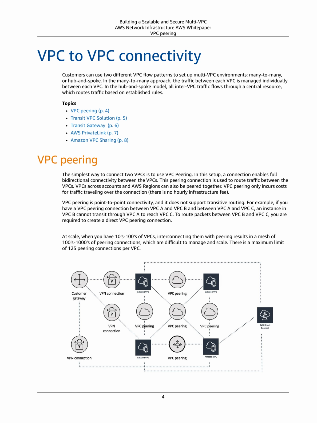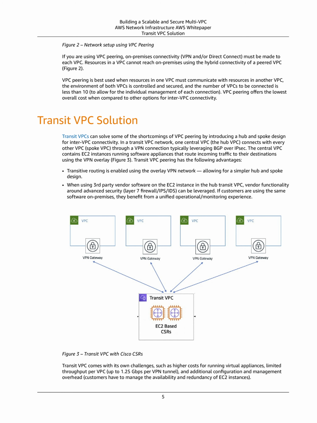At scale, when you have tens or hundreds of VPCs, interconnecting them with peering results in a mesh of thousands of peering connections, which are difficult to manage and scale. There is a maximum limit of 125 peering connections per VPC. Figure 2, Network setup using VPC peering. If you are using VPC peering, on-premises connectivity, VPN and/or Direct Connect, must be made to each VPC.